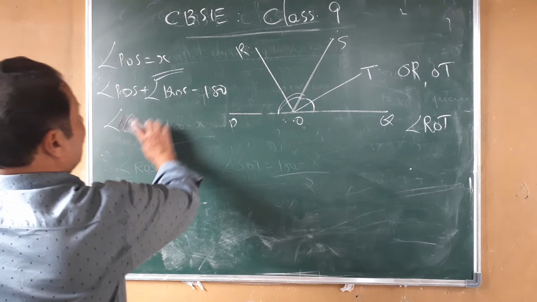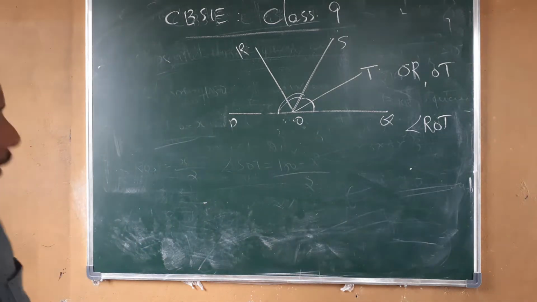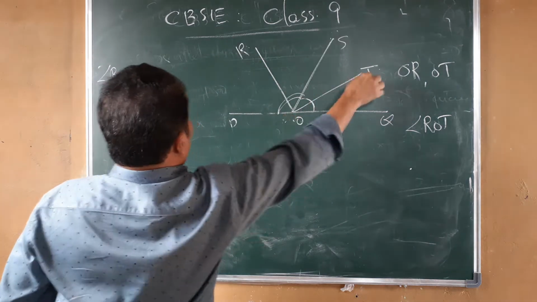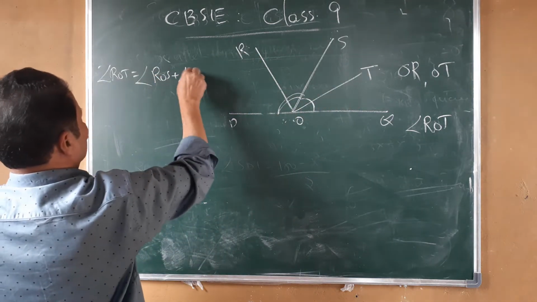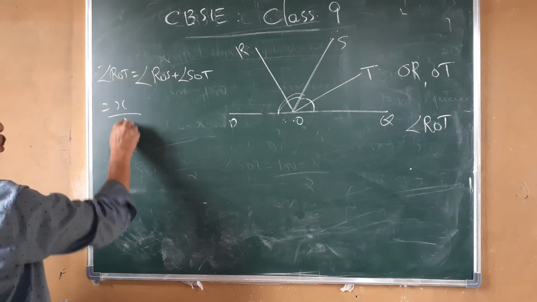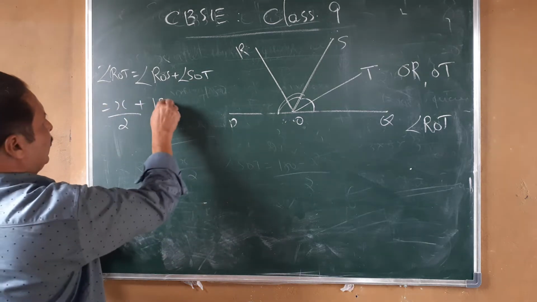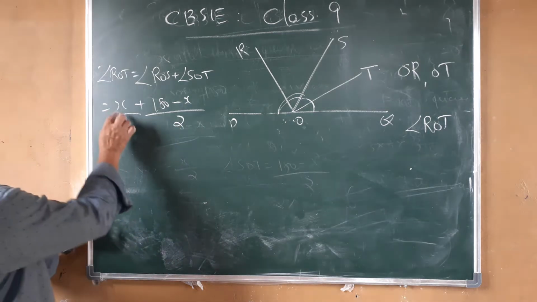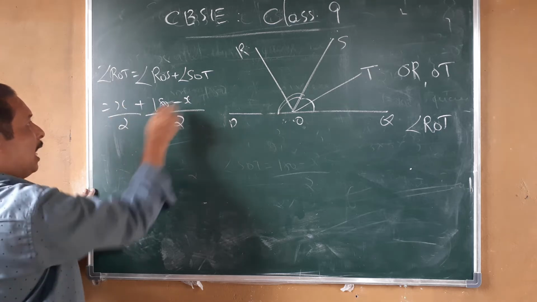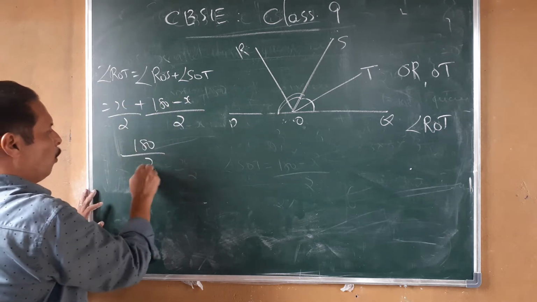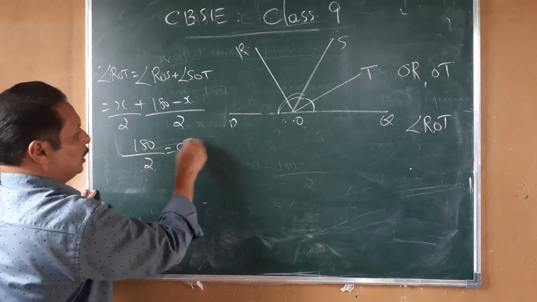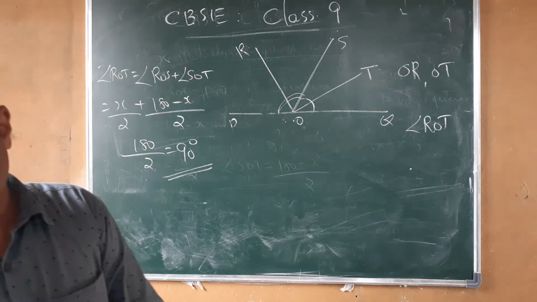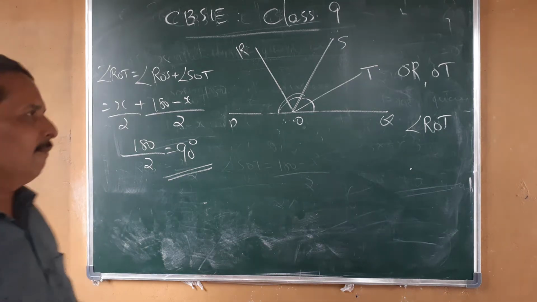And angle ROT, that's the question. Angle ROT is angle ROS plus SOT. ROS is X by 2, SOT is 180 minus X by 2. Is it clear? Adding, 2 is the common denominator. So X minus X cancel. 180 divided by 2 equal to 90. So ROT equal to 90. Is it clear? I am waiting for it.